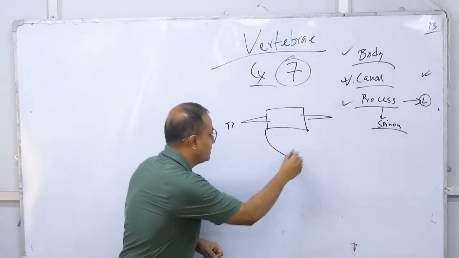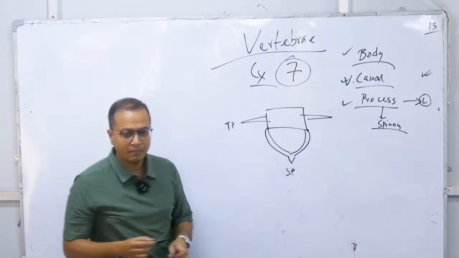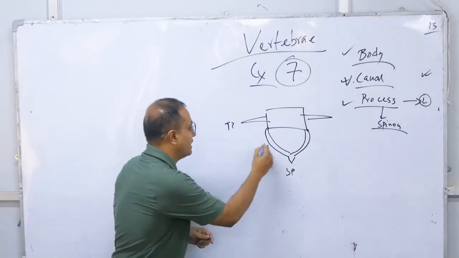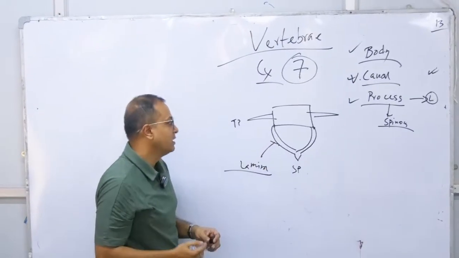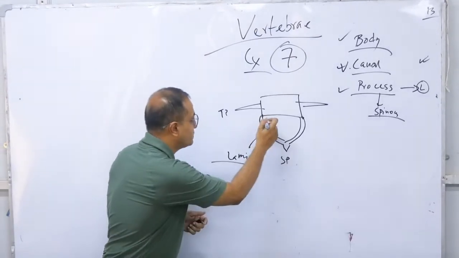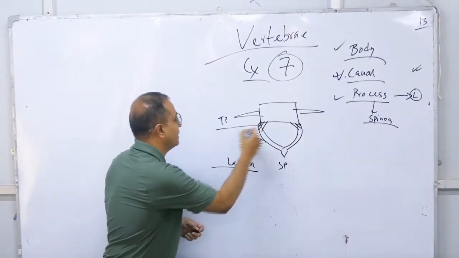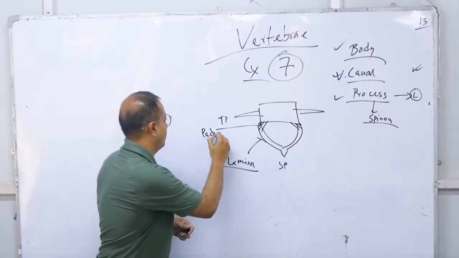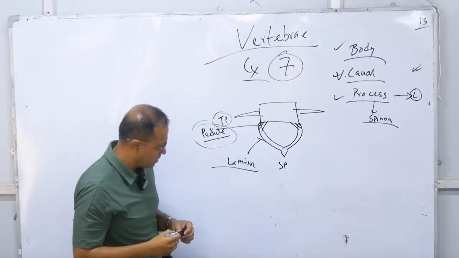Now to join this body with this particular process, we have this element, we call it the lamina. So these are the basic elements, and along with that lamina, this body is joined with the lamina by a tissue, we call it the pedicle. So this is in general the parts of a vertebra.